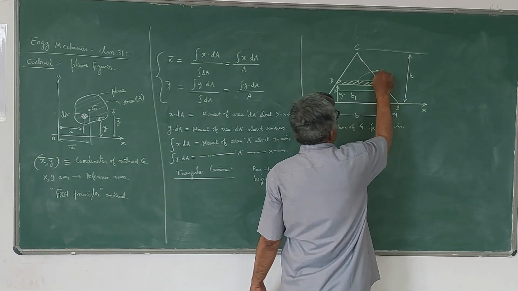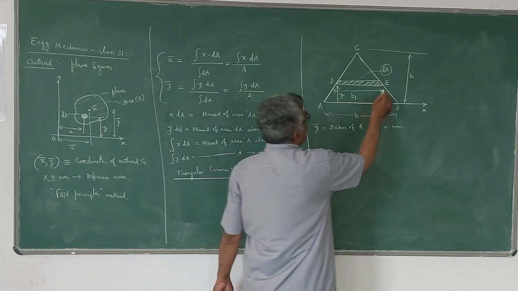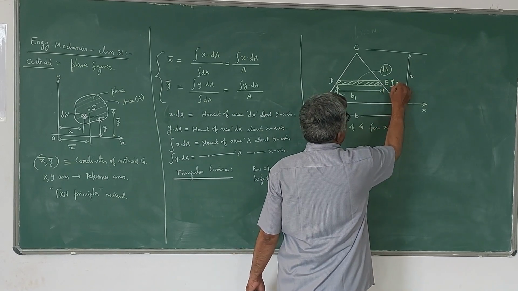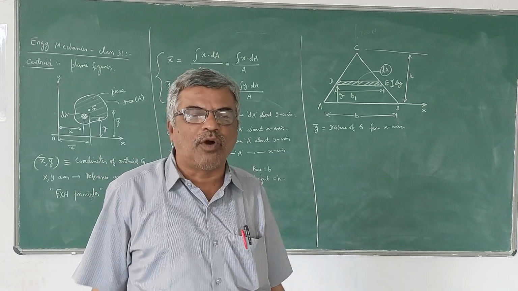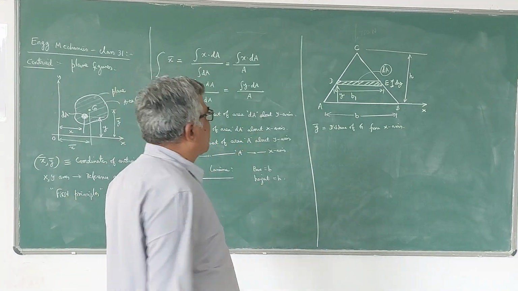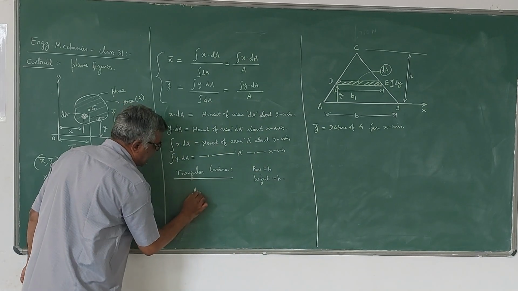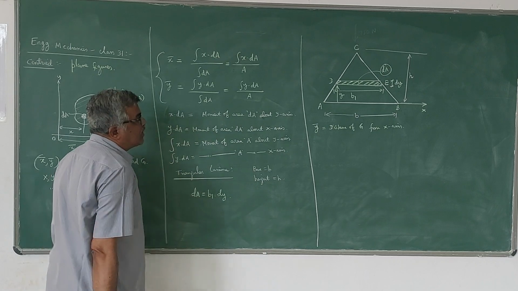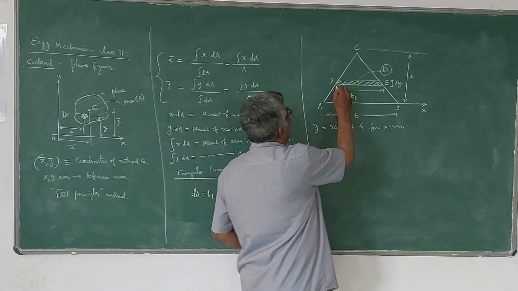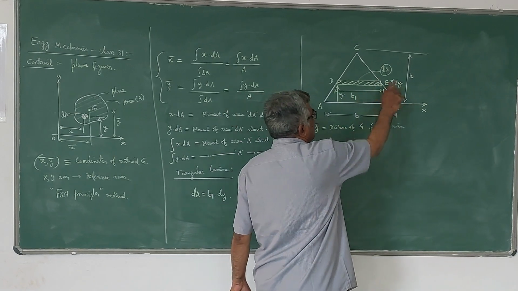So the area of the strip is dA. And the thickness of the strip, I will take as dy, because the elemental strip thickness is very small. That's why I have taken it as dy. Now from the diagram you can see dA can be written as b1 into dy. So we can treat this as a rectangle, and the area dA is b1 into dy.